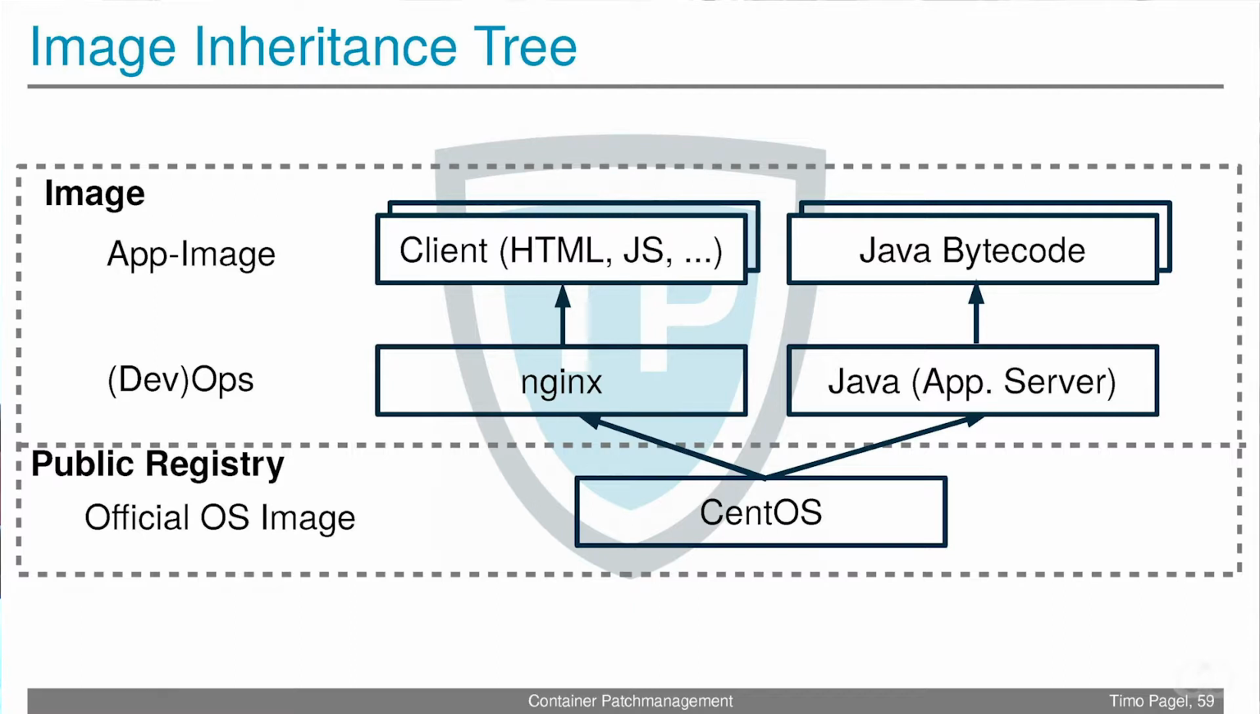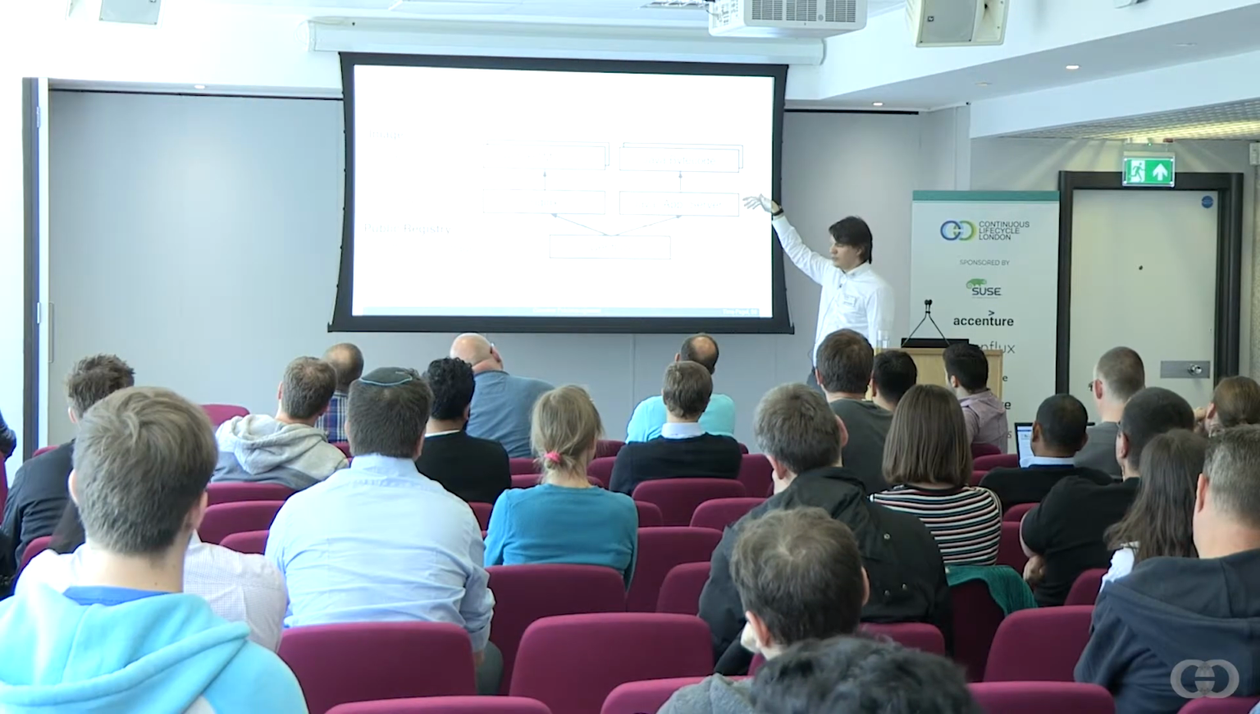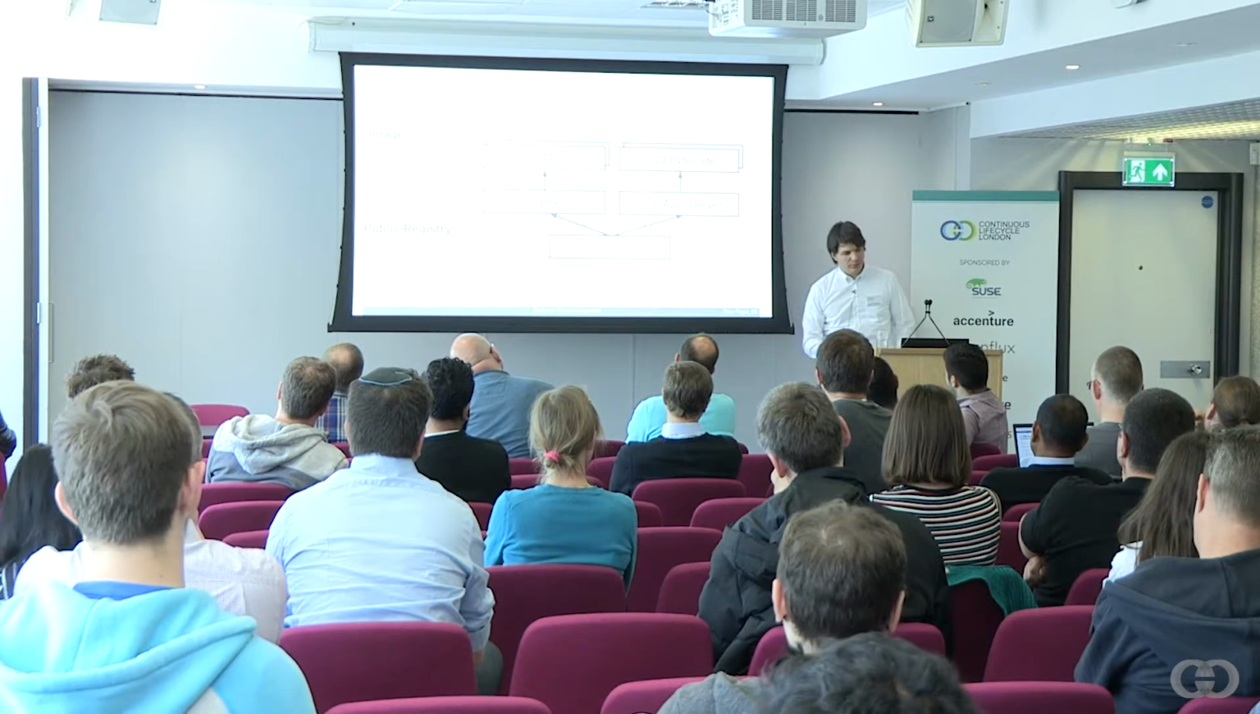Often you have this kind of image inheritance tree. In practice, it's more complex. You have more images in between. But when we cut it down to the very basic, it looks like this. You have a base image, maybe CentOS. Based on that, you have a DevOps image, like Nginx or Java with a Java application server. And then the projects are just putting in the HTML, JavaScript, maybe they add some headers, or when it's Java-based, they're adding the bytecode.